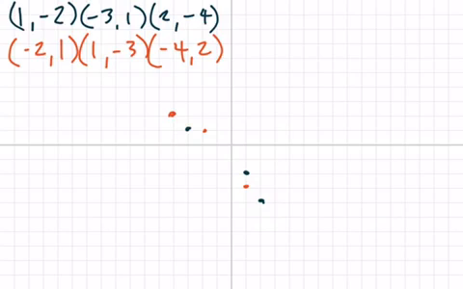So for example, this is the original set of ordered pairs, the one in black: (1, -2), (-3, 1), (2, -4). The inverse relation to that would be, and all we do is exchange the x and the y coordinates: (-2, 1), (1, -3), and (-4, 2). So once again, all we did is switch the x and the y coordinates.